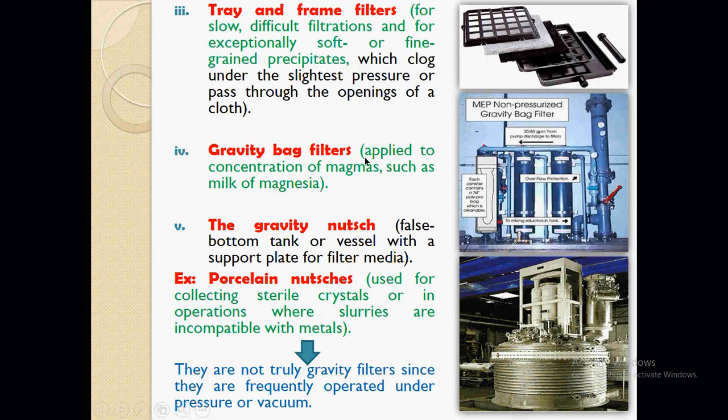We have also gravity bag filters applied to concentration of magmas such as milk of magnesia. The gravity nutsche is a false bottom tank or vessel with a support plate for filter media. For example, porcelain nutsche. They are not truly gravity filters since they are frequently operated under pressure or vacuum. Sometimes we use these porcelain nutsches by gravity if the materials are very fine so that they can be clogged by any simple pressure applied. But in general, the porcelain type we use with pressure.